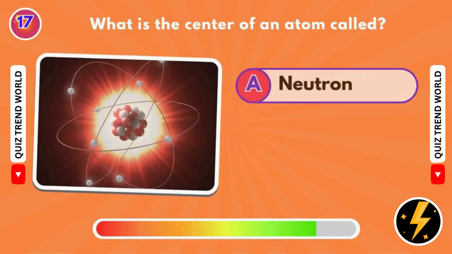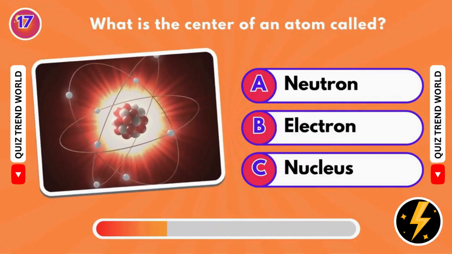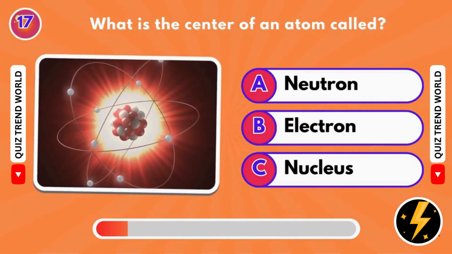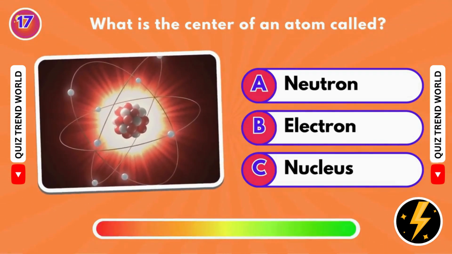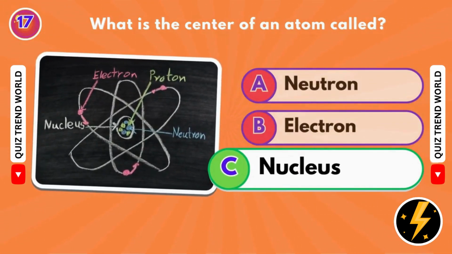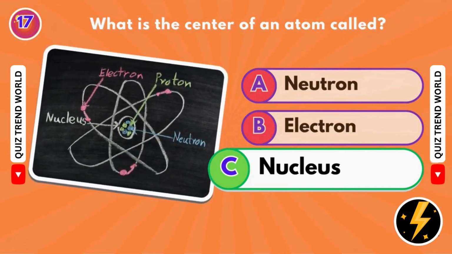What is the center of an atom called? Neutron, electron, or nucleus? Nucleus. The center of the atom is called the nucleus. It consists of protons and neutrons.